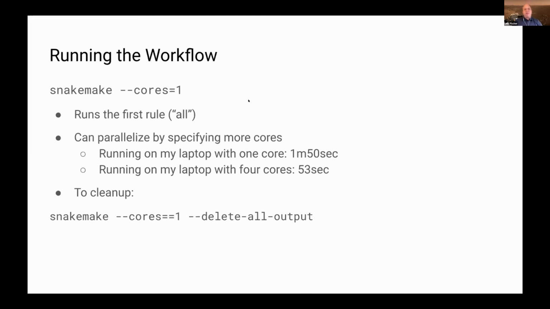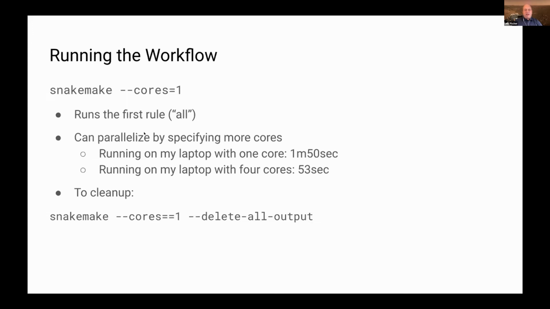Now, when you want to run the workflow, you just say snakemake --cores, and you can tell it how much parallelism you want. You could use 1 as the standard, and it will use the Snakefile you have in the current directory to define the rules. So it's going to pick the first rule, which in this case is all, and run all those.